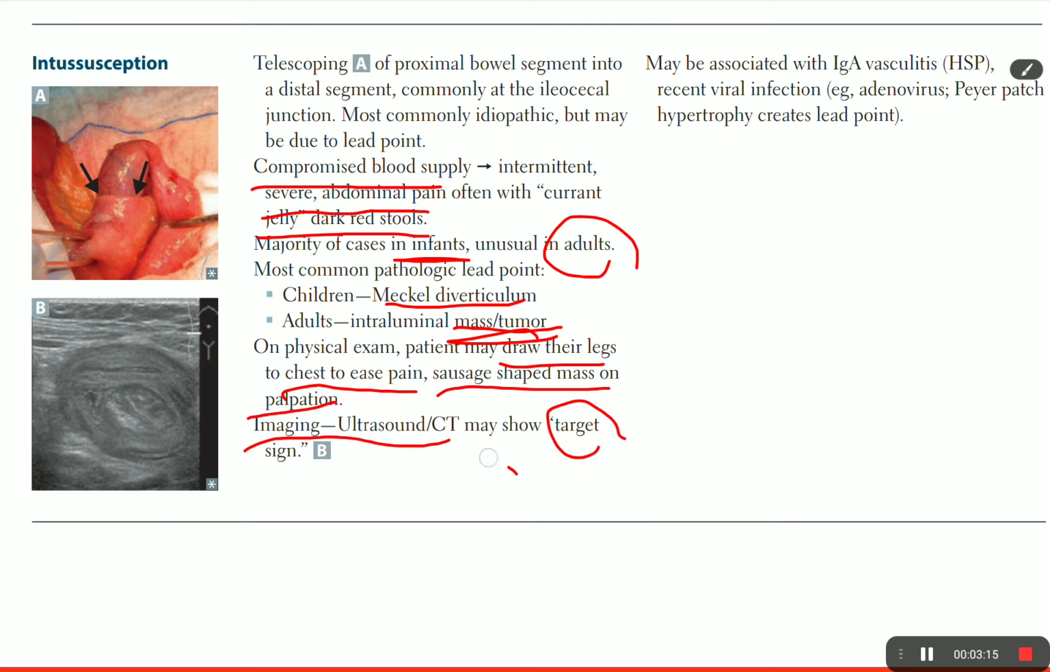What is the target sign? The target sign means this sign, like this one. We have a big one and a small one here. We can see it in this image here. We have a big circle and a small circle inside it.